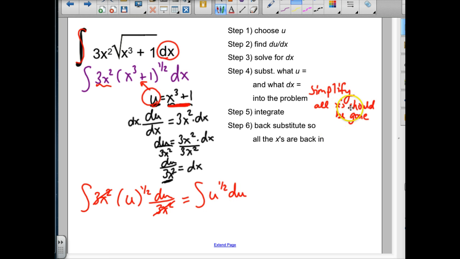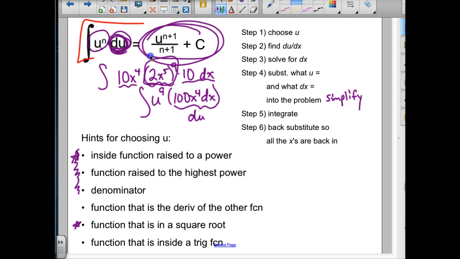If you don't have all of your x's canceled out or substituted, you made a mistake in steps 1, 2, or 3. You either chose the wrong u, you took the derivative incorrectly, you solved for dx incorrectly, or you substituted incorrectly. One of those steps was wrong if when you're done with step 4, all of your x's are not gone, because you should end up with something that is just u to a power and then du, because then we can use this.